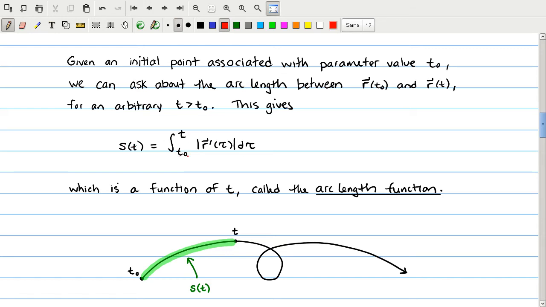This is exactly the same formula, where now we've used t as our upper limit of integration instead of t final. And because that's a variable, s now becomes a function of t. So this is called the arc length function. It is the length of a curve between some initial point of interest and any other parameter value t that happens along the curve. As t increases, the point on the curve moves along r of t, and the s of t here is the accumulated arc length between t naught and t.